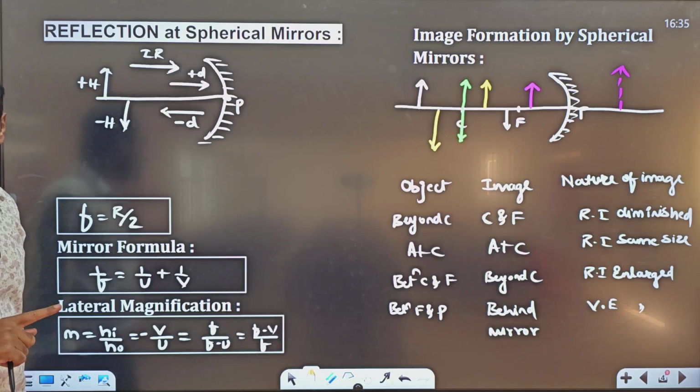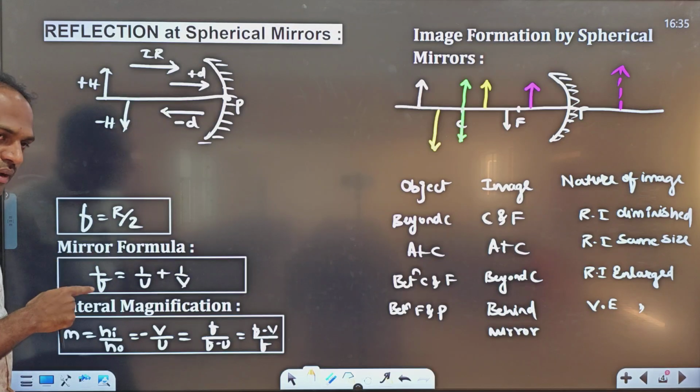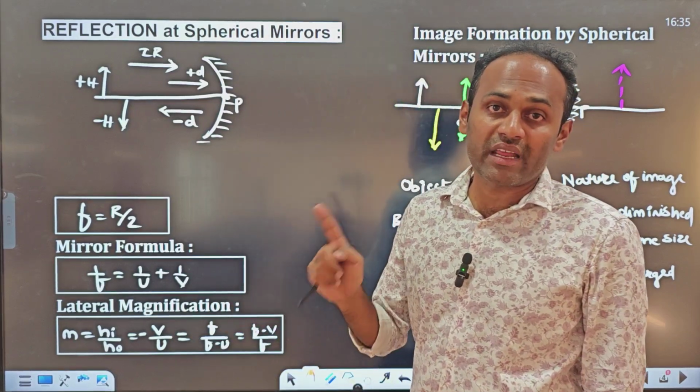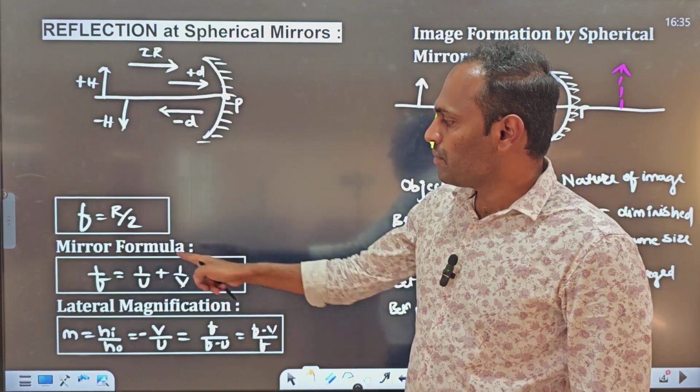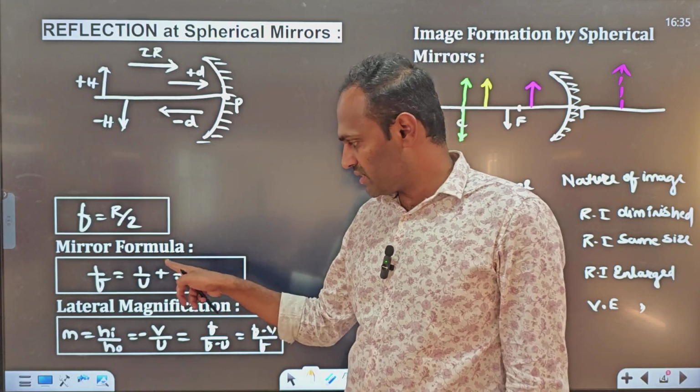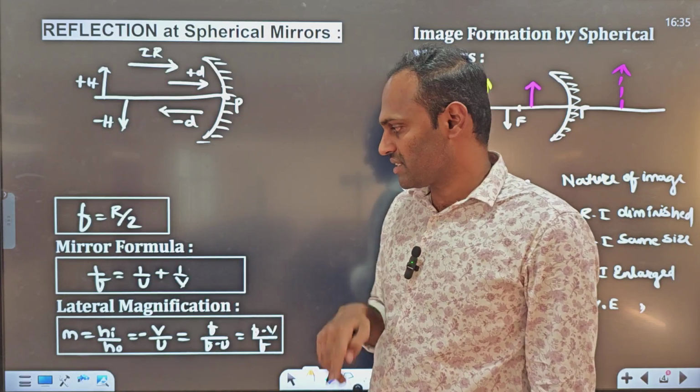The relation between the focal length of the mirror and the radius of curvature is f is equal to r by 2, or r is equal to 2f. That is the relation between focal length and radius of curvature of a spherical mirror. Next, the mirror formula. 1 by f is equal to 1 by u plus 1 by v, where f is the focal length, u is the object distance, v is the image distance.